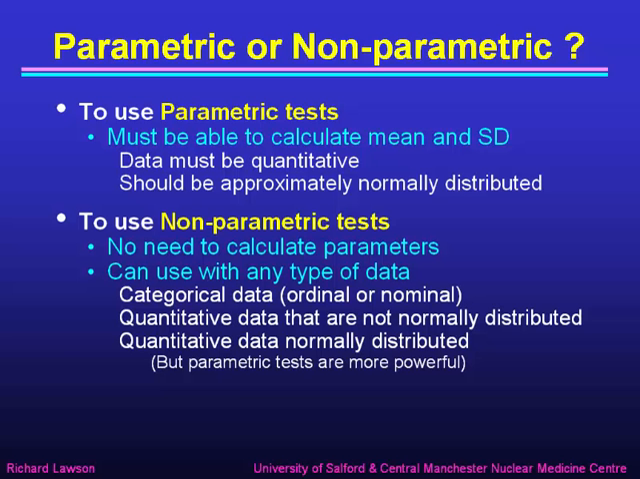We can also use non-parametric tests for quantitative data, even if it's not normally distributed, because parametric tests require quantitative data that are normally distributed, so one reason for using a non-parametric test might be that the data are not normally distributed. Of course, if we've got quantitative data that are normally distributed, we can use the parametric tests, but there's nothing to stop us using a non-parametric test as well. But generally speaking, parametric tests are more powerful than non-parametric ones, so if we have quantitative data that are normally distributed, it would be better to use a parametric test.